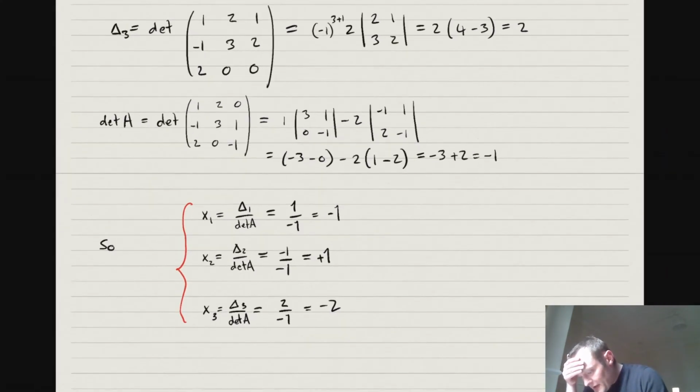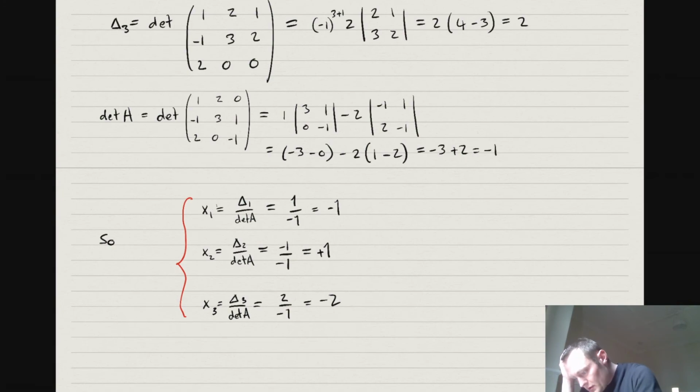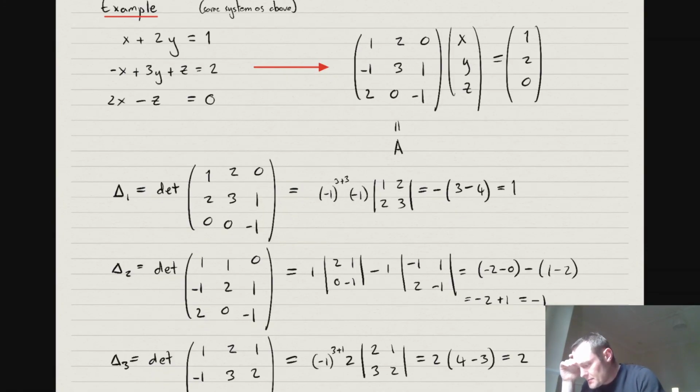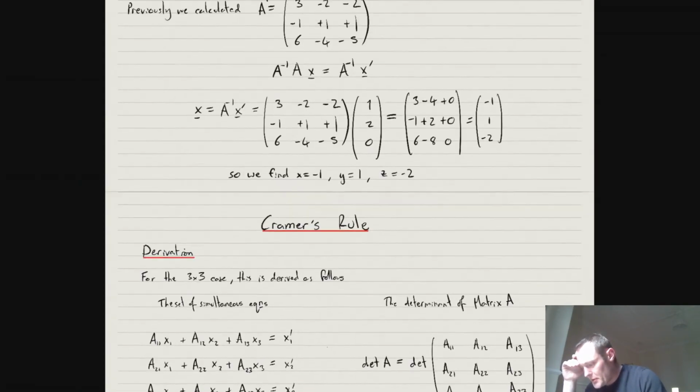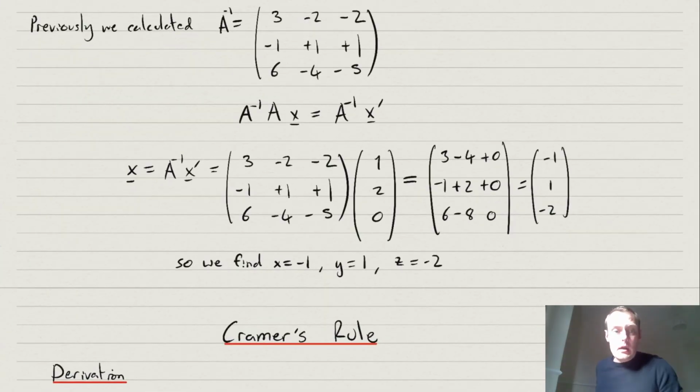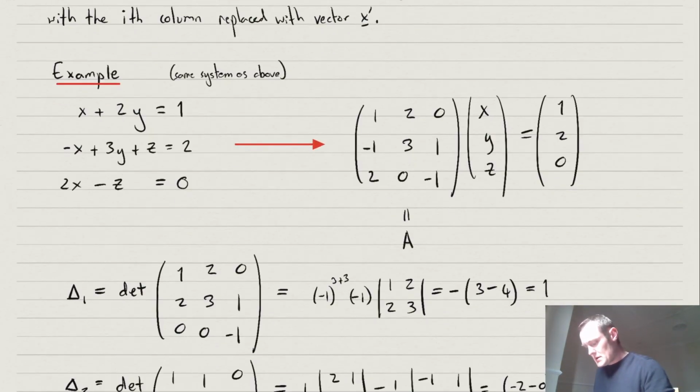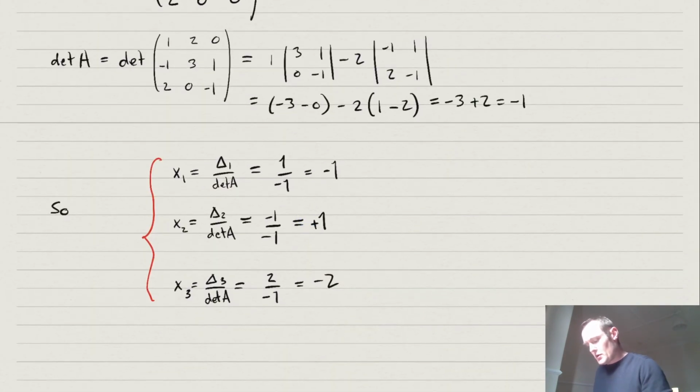And we should be able to verify that x1 is minus 1, x2 is plus 1, x3 is minus 2, and that should be the same solution as we found above when we were solving by direct inversion, and it is. So minus 1, 1, and minus 2. Okay, so we've done it right.